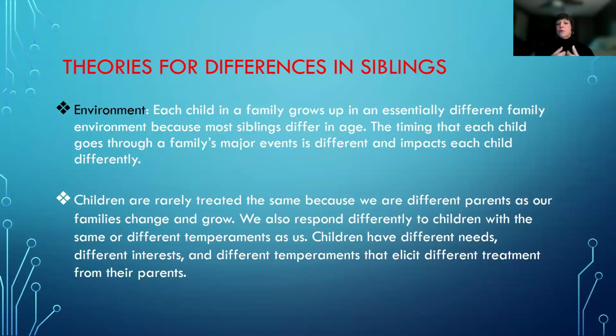We're different parents. We've had different experiences with the first child compared to the second or third. We might have had major life events that impact that first child differently than the second or third, depending on their age. We respond to different things as we go through life as parents and as children. But in this theory, the environment is essentially different because the family is different as each child comes along.